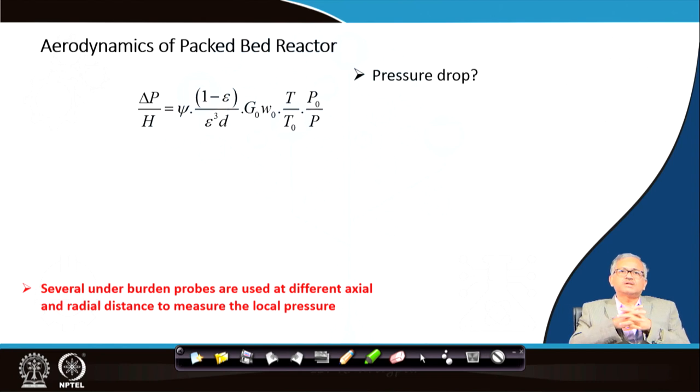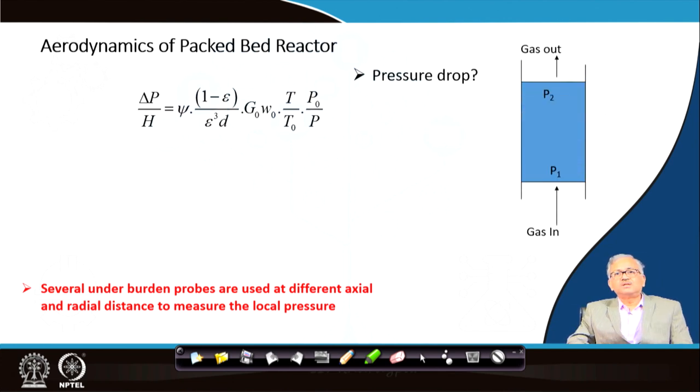So in the fixed bed reactor, what do we mean by the pressure drop in the blast furnace? If you consider the blast furnace as a black box, just a packed bed, and its pressure at the bottom is P1 and at the top is P2, then the pressure drop is simply P1 minus P2. That is called the pressure drop: delta P is equal to P1 minus P2. And this pressure drop you can calculate by what is called the Ergun equation, which I have written here.